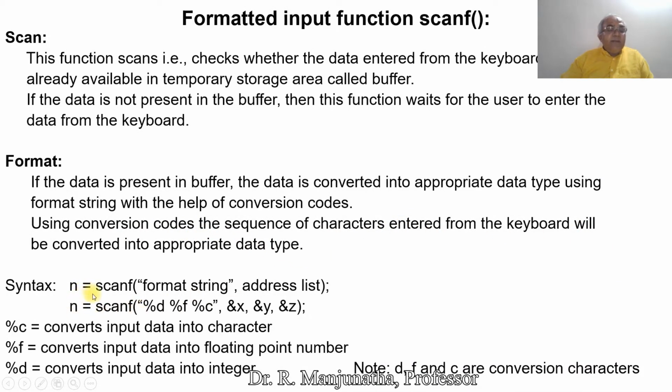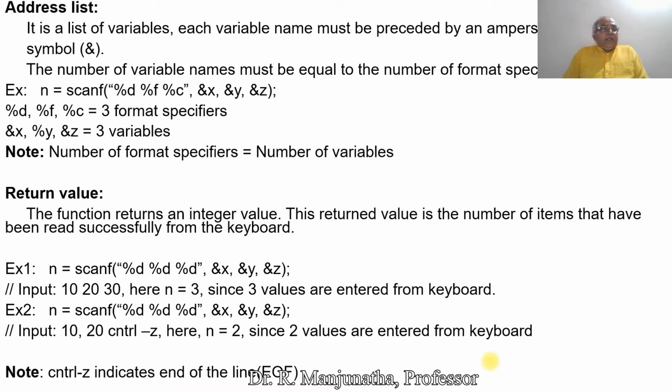What is the syntax? n = scanf(format string, address list). For example, n = scanf within quotes %d, %f and %c, and then a comma, &x, &y and &z. So that means %c converts the input data into a character, %f converts input data into a floating point number, and %d converts input data into an integer. So d, f and c are nothing but the conversion codes. Then comes the address list. It is a list of variables.